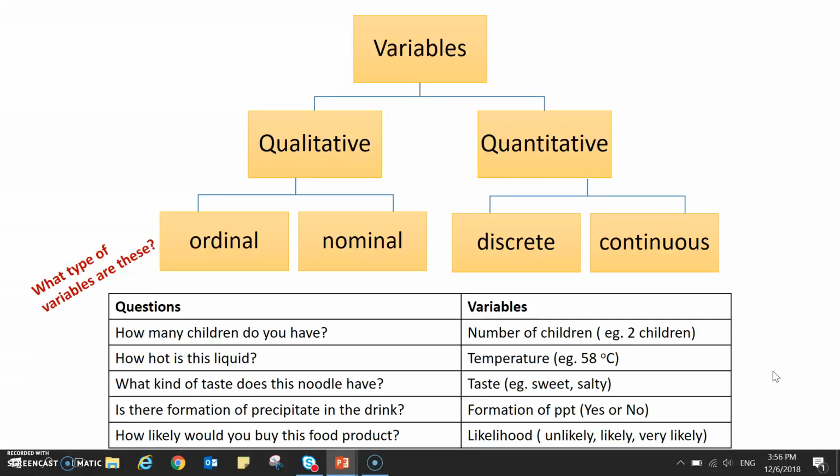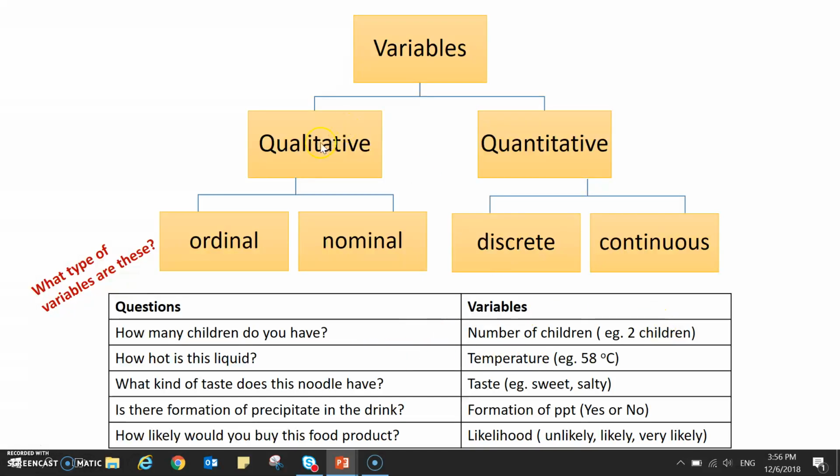Are you ready for the answers? How many children do you have? Number of children. Now, since there's a number involved, this is quantitative. But are they discrete or continuous? These are discrete as the number of children have to be whole numbers.